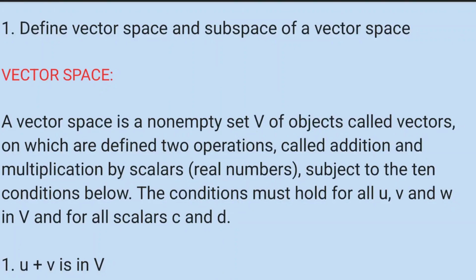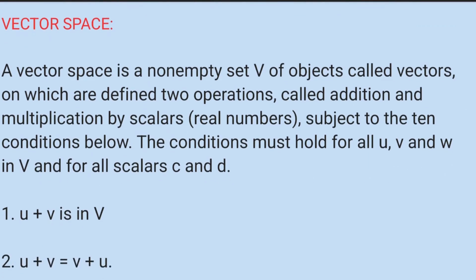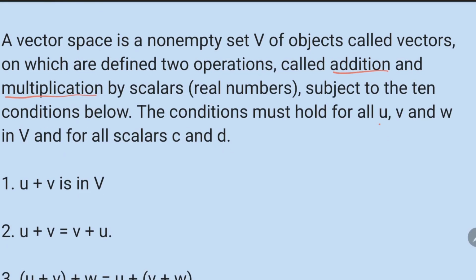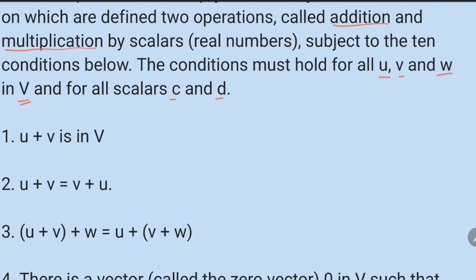Let's look into the first question. Define vector space and subspace of a vector space. A vector space is nothing but a non-empty set V where it undergoes addition and multiplication with some properties. We must look into that. u, v and w are in V, meaning vectors. c and d are scalars.